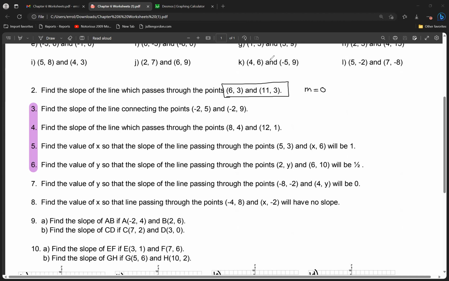Okay, what's the slope of 3? 9 minus 5 over negative 2 minus negative 2. Okay. And simplify that. 4 over 0. Okay. What's 4 over 0? What's anything over 0? Undefined. Good. That just means no slope. So no slope and 0 are two different things. So this one you'll just say no slope or undefined. Okay. All right. 4. What's the slope on 4?